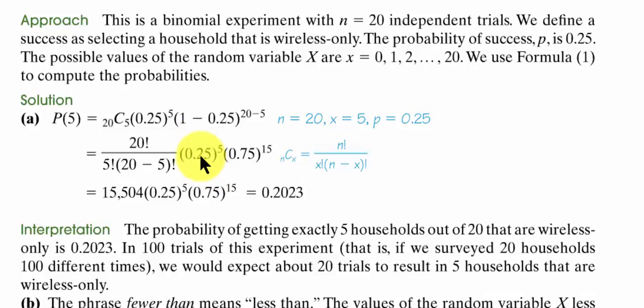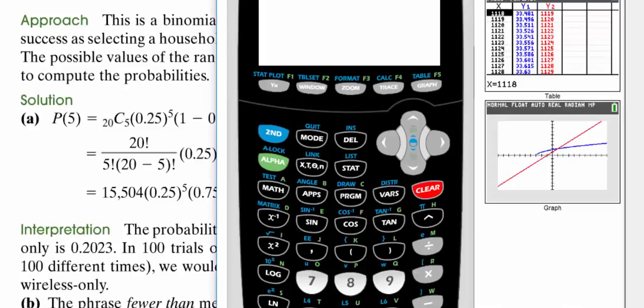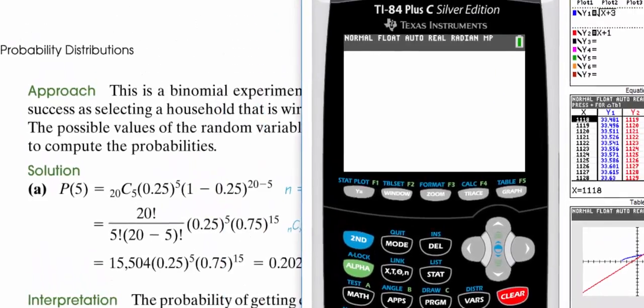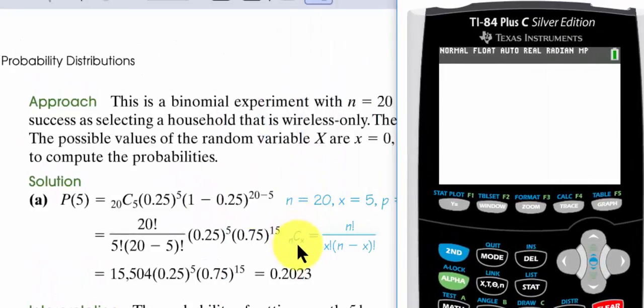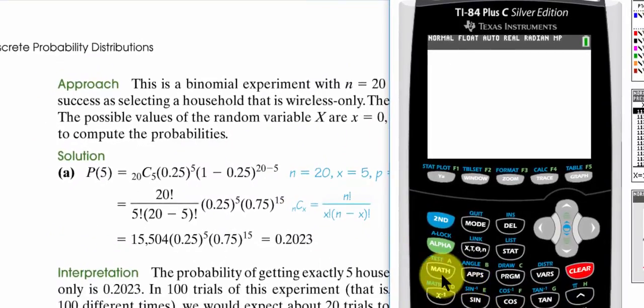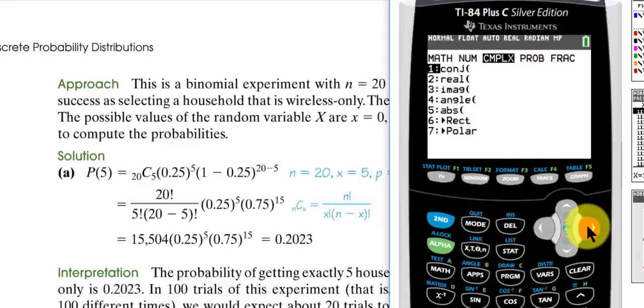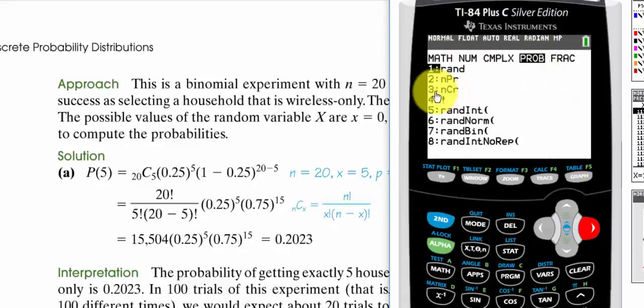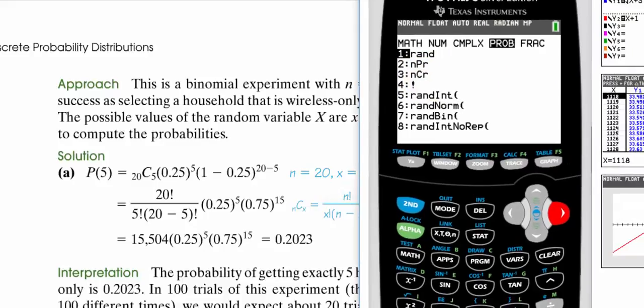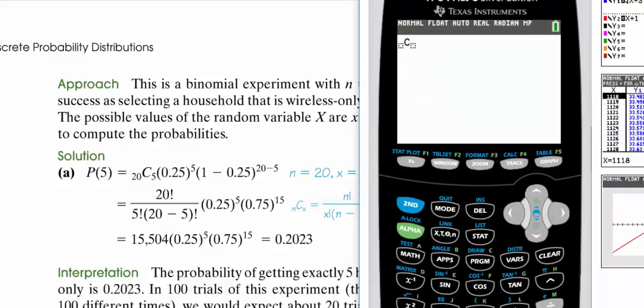But even your calculator, see if I can bring one up, actually has this N choose X feature. If I press the math key on my TI-84, and if I hit the right arrow to highlight probability, I got to hit it a few times, you'll see this number 3 is N choose R. So if I were to press number 3, you see I can place the 20.